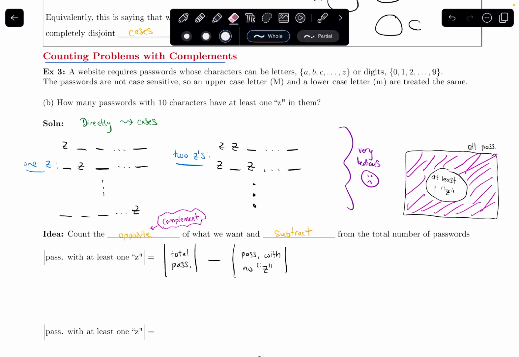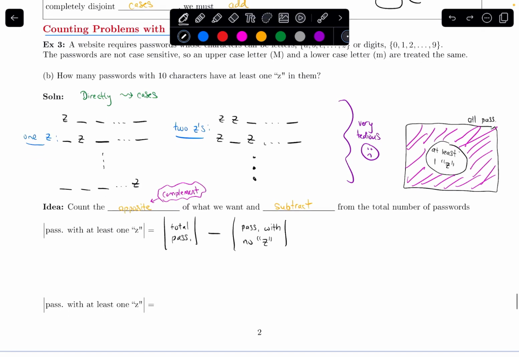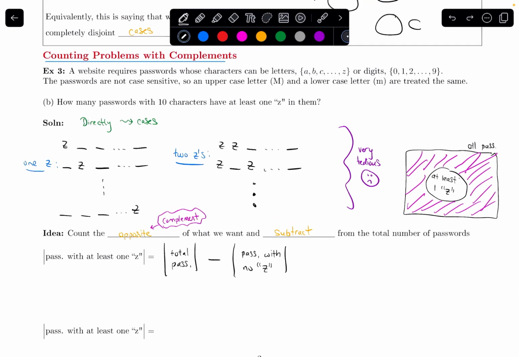For the total number of passwords, well, I can count that. For each character in the password, there's 36 choices, because it could be any one of the 26 letters or 10 digits. So there's 36 choices for the first spot, and then 36 choices for the second character, up until 36 choices for the last character. My password has 10 characters total, so we're multiplying 36 times itself 10 times, and that gives us 36 to the 10.